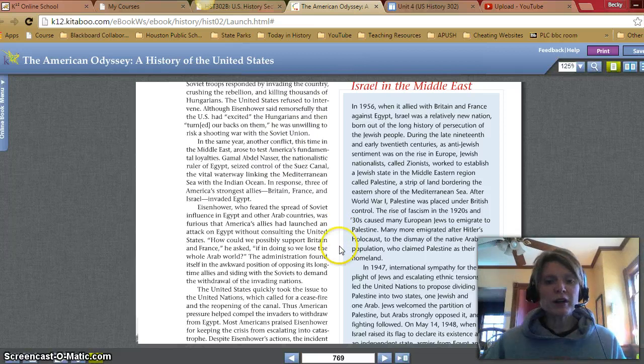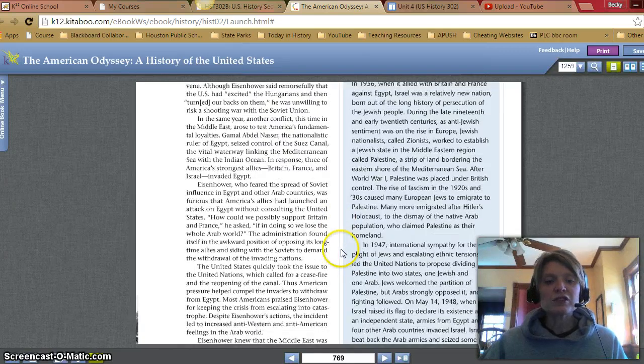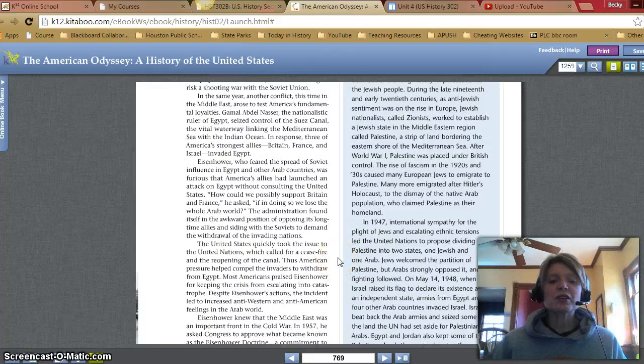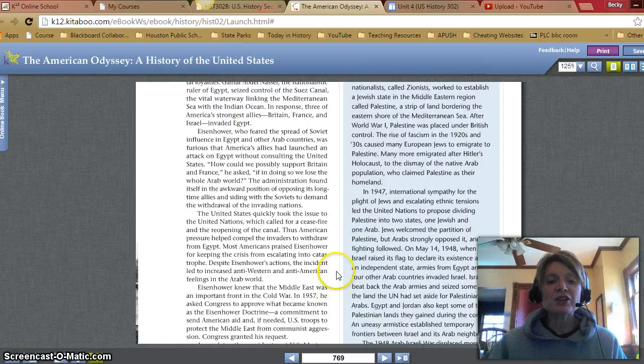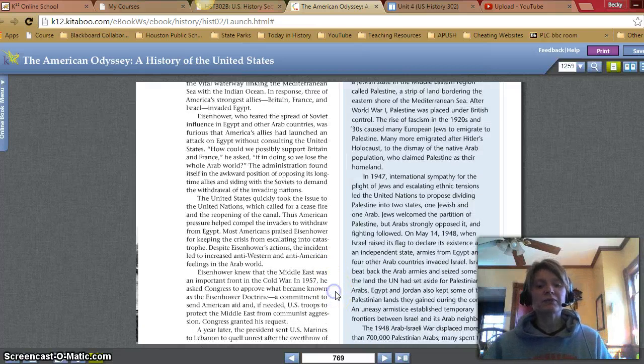How could we possibly support Britain and France, he asked, if in doing so we lose the whole Arab world? The administration found itself in an awkward position of opposing its longtime allies and siding with the Soviets to demand the withdrawal of the invading nations. The United States quickly took the issue to the United Nations, which called for a ceasefire and the reopening of the canal. Thus, American pressure helped compel the invaders to withdraw from Egypt. Most Americans praised Eisenhower for keeping the crisis from escalating into catastrophe. Despite Eisenhower's actions, the incident led to increased anti-Western and anti-American feelings in the Arab world.